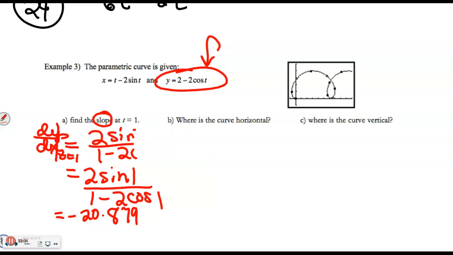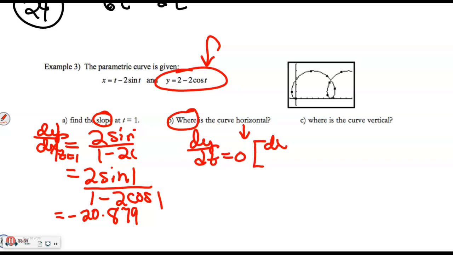Then it says where. This is where you have to be careful on a test. Circle that. If it says when, what answer are you looking for? T. When it says where, what are you looking for? Points. Yeah, so it says where is the curve horizontal? Well, you need the derivative to be 0. Now your derivative's always a fraction, correct? The numerator has to be 0. So all you really need is for dy/dt to equal 0.